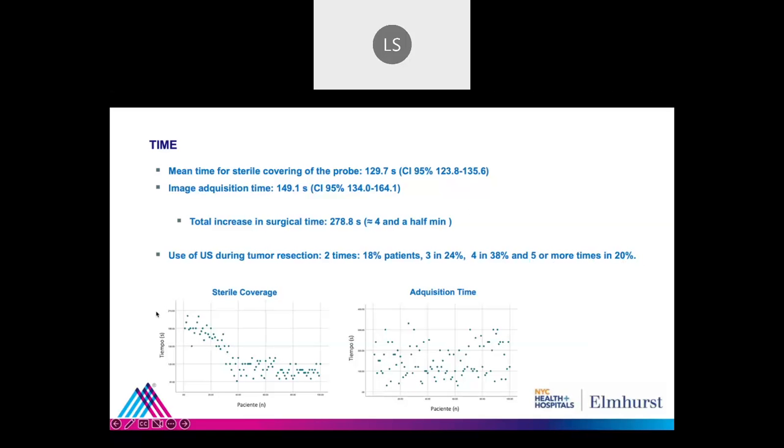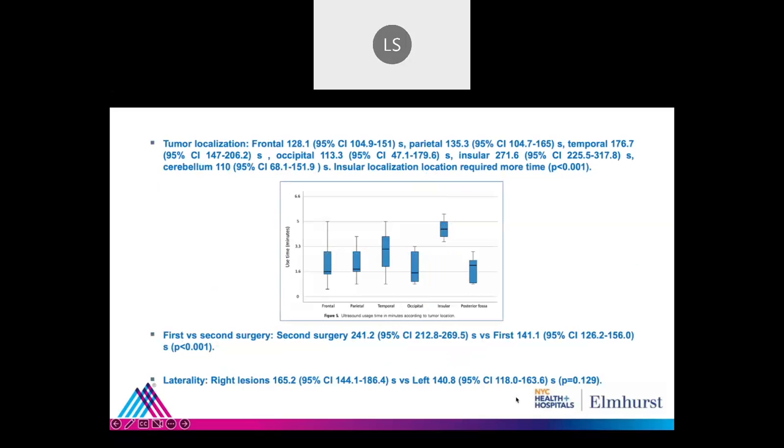We can see here, as we started doing this with the first 10 patients, that the time we spent covering the ultrasound probe decreased with time, but the time we used for taking the images didn't have a particular pattern. And then, in terms of what impacted the time we were using the ultrasound, the insular location required more time than the rest of the tumor locations, most likely because of the complexity of the brain area.